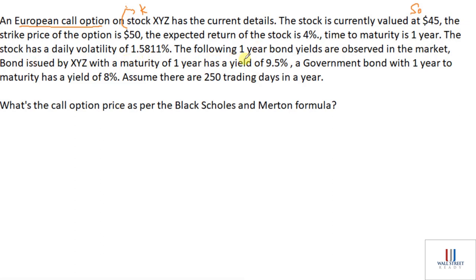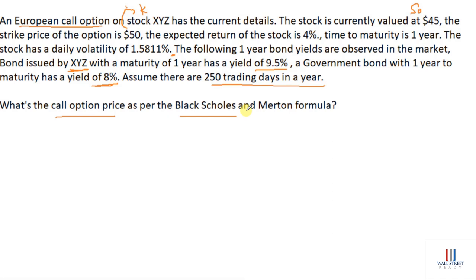Now here after this point, we have been given some information on bonds. The following 1 year bond yields are observed in the market. Bond issued by XYZ, that's a company, with a maturity of 1 year has a yield of 9.5%. A government bond with 1 year to maturity has a yield of 8%. Assume there are 250 trading days in a year. Question is, what's the call option price as per the Black Scholes formula?